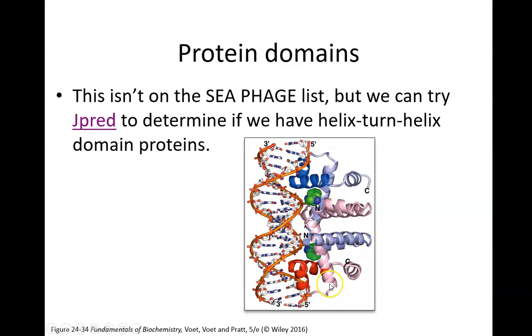The other member of the dimer is shown in pink, but they colored it in red to show you the portion that binds to the DNA. I think this is more clear. You can see the helix and then a turn and a helix. So the helix-turn-helix is the portion that binds to the DNA.